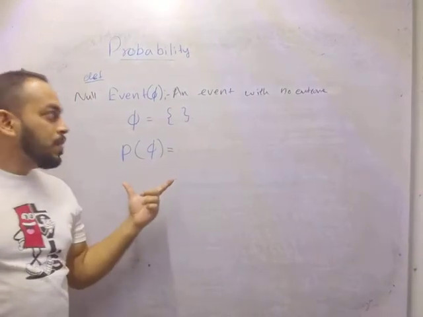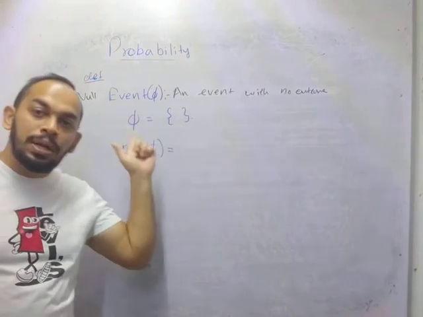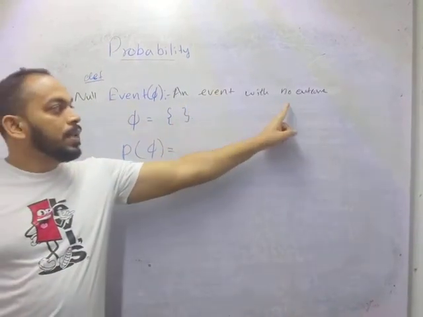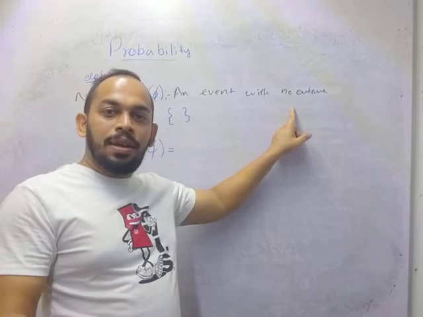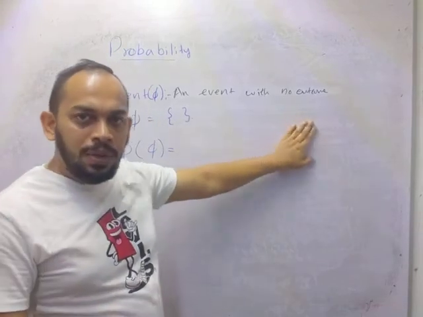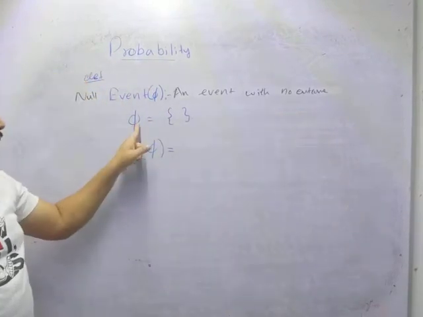Right. The next definition is the null event. So you learned this already. A null event is an event with no outcome. It's an event with no outcome. Nothing will happen.